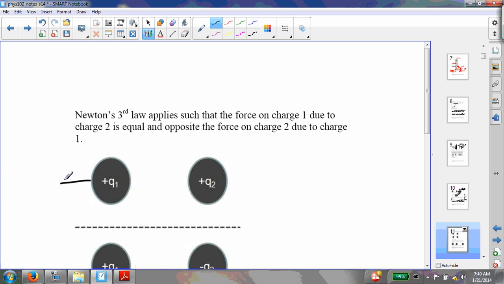So if I have a force on this object, these are like charges, so they're going to repel. The force on charge 1 due to charge 2, and then I have a force on this object, the force on charge 2 due to charge 1.